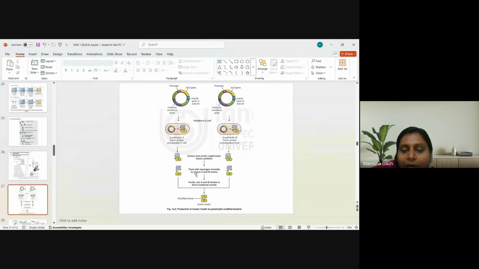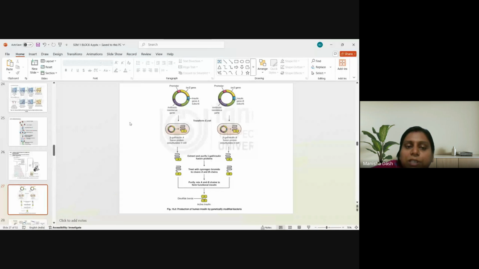So cleave means, cyanogen bromide is one type of protease that can cleave the protein. The pro-insulin part needs to be cleaved so that the A and B subunits can combine by the disulfide bond to form the active insulin. So that is how insulin is prepared by using the transgenic method.